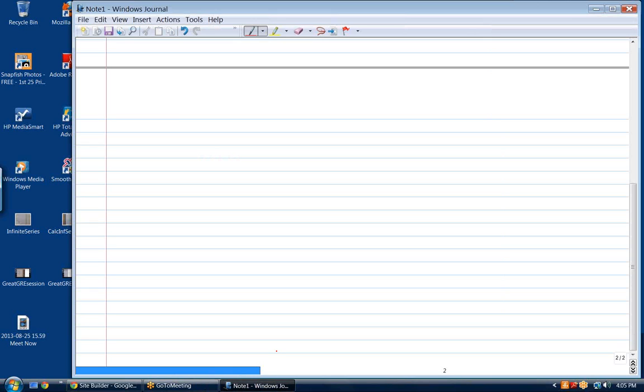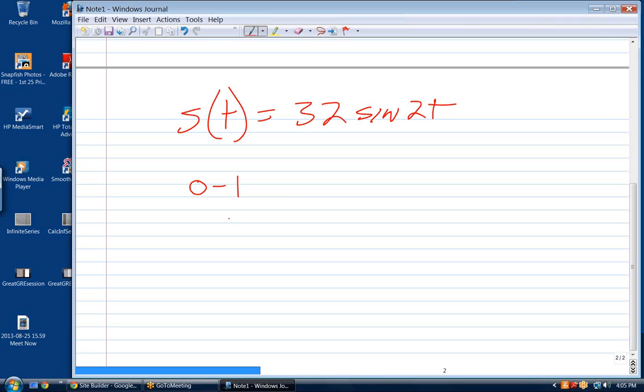Yeah, I see it. Okay, our position function again was 32 sine of 2t. Our first interval was from 0 to 1. So that's going to be equal to 32 sine of 2 minus 32 sine of 0, all divided by 1, correct? Yeah.